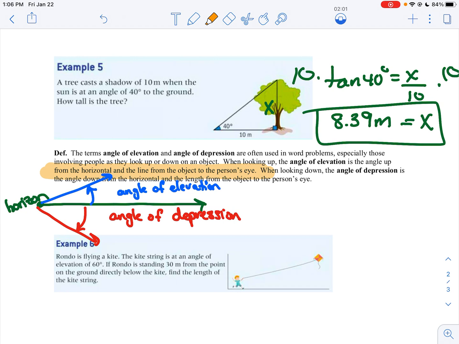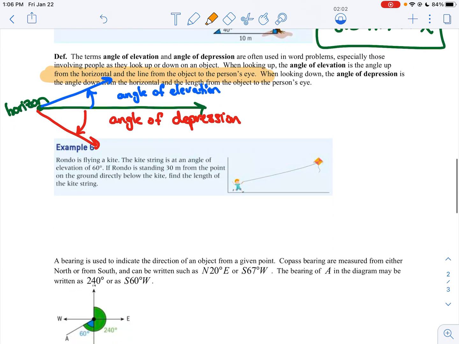So let's look at example 6. Rondo is flying a kite. The kite string is at an angle of 60 degrees elevation. So now this has to be from a horizontal line, from Rondo's eyesight looking up. That is the 60 degrees, and that is an angle of elevation. If Rondo is standing 30 meters from the point on the ground, directly below, that's this distance here, find the length of the kite string.